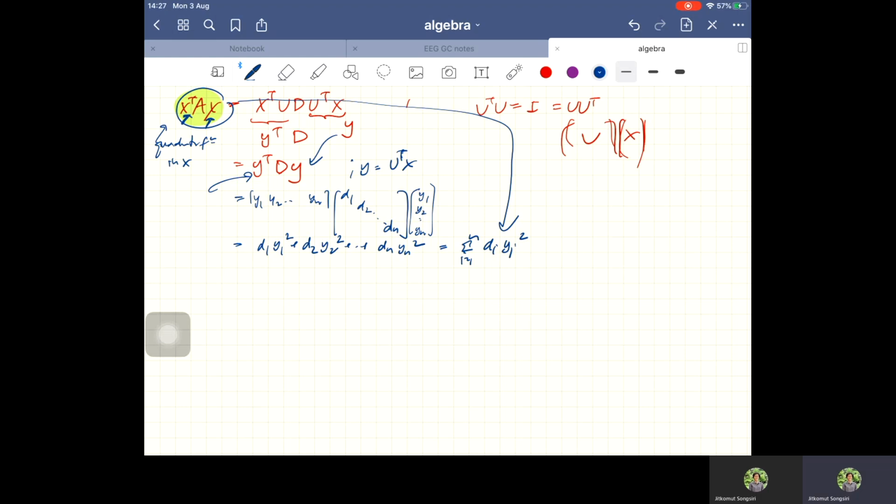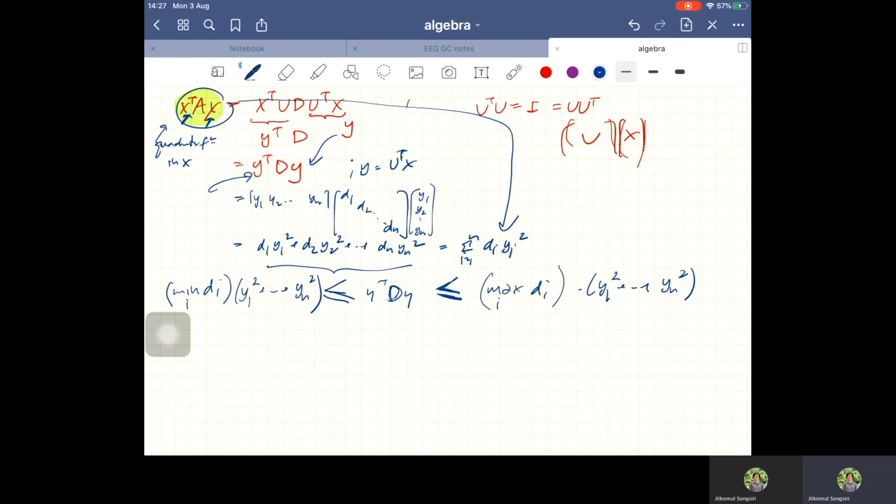Next, what do we know about this quantity, this non-negative term? If I'm trying to find bounds of this quadratic form, of course it will be bounded above by the maximum of di multiplied by y1 squared through yn squared. And of course, it can be bounded below by the minimum of di, with the same thing. I hope everyone agrees on this. You have coefficients d1, d2, dn, so you just pick the maximum one. When it's multiplied with all the entries in the sum, it will provide an upper bound.